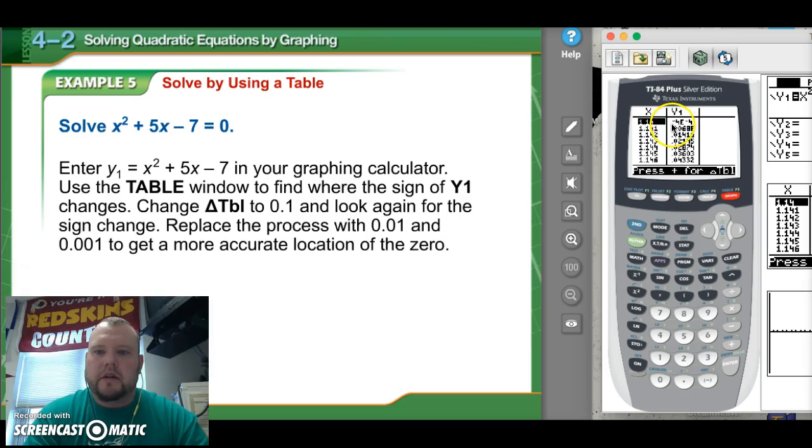And notice here, 1.14, it's negative. 1.141, it's positive. So I'm going to go with the 0 happens somewhere between 1.14 and 1.141. I think I'm just going to stick with 1.14 for my answer. That's about as accurate as you're going to need to be. Let's come over here and check out the next slide.